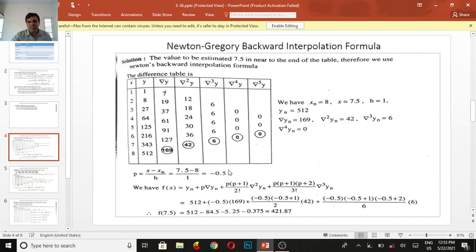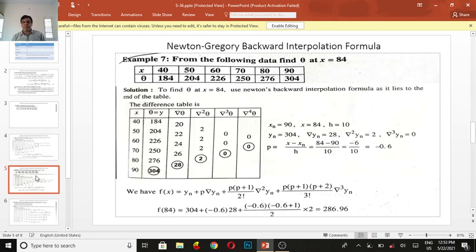This value 421.87 lies between 343 and 512, which correspond to the end of the interval, x values 7 and 8. This is the way to calculate using the Newton backward interpolation formula. Similarly, we can do one more problem.